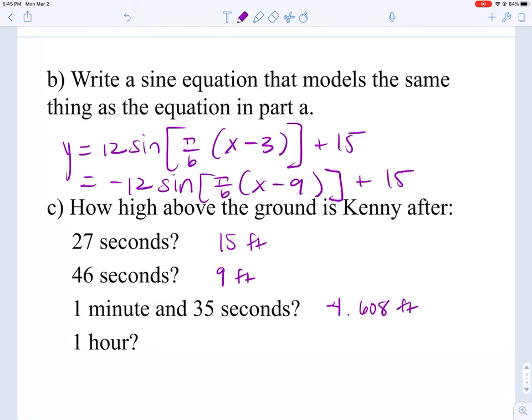4.608 feet. And then 1 hour, well, there's 60 seconds in a minute, there's 60 minutes in an hour, so that would be 3,600 seconds. So you would be back at 3 feet after 1 hour if you stayed on the ride for an hour and just kept going around and around and around.